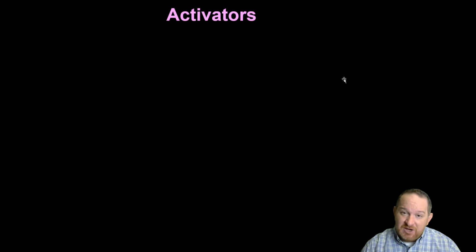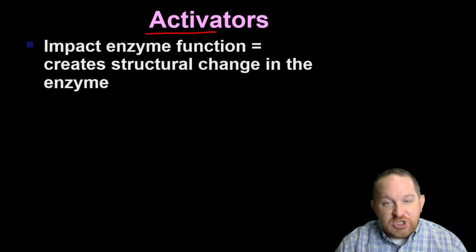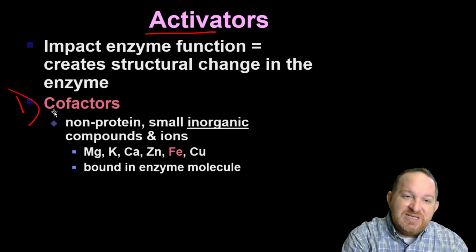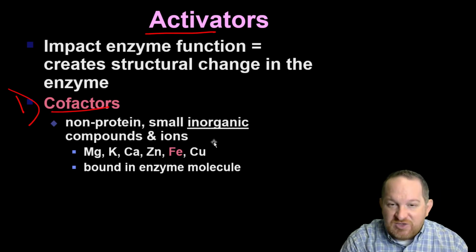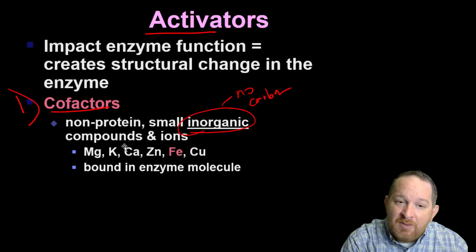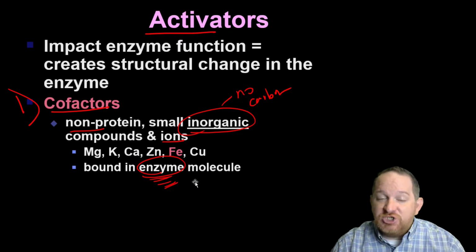Now, activators, the name pretty much says what it does. It activates the enzyme by creating a change in the structure of the enzyme. There are 2 types of activators I really want you to know. The first one is a cofactor. A cofactor is an inorganic, right? Think no carbon, inorganic. An inorganic compound or a non-protein or an ion that binds in the enzyme to increase the reaction of the enzyme.